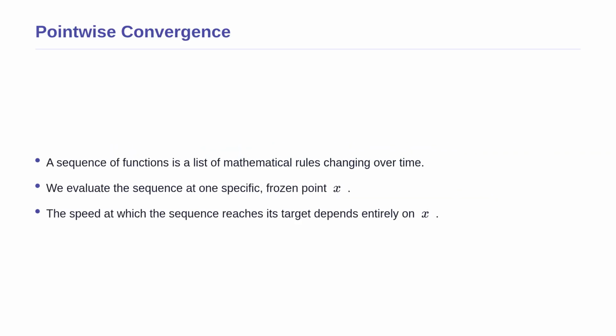Now that we have our chef analogy, let us look at how this works mathematically. In calculus, we often deal with a sequence of functions, which is simply a list of mathematical rules that evolve step by step. We want to know what final shape this sequence eventually turns into. If we freeze one specific point on the graph, the sequence of values at that exact location might settle down to a final target number very quickly. However, if we pick a different point, it might take an incredibly long time to reach its target. Because the speed of reaching the destination depends entirely on which specific point you pick, we call this pointwise convergence.